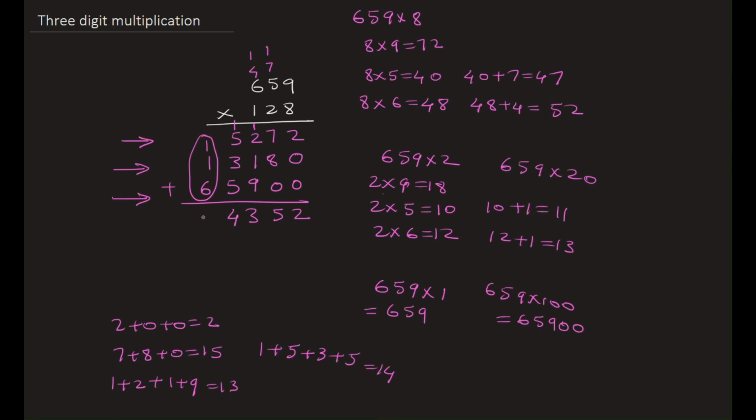And in the 10,000s place, these three digits are added. The answer is 8. So the final answer is 84,352.